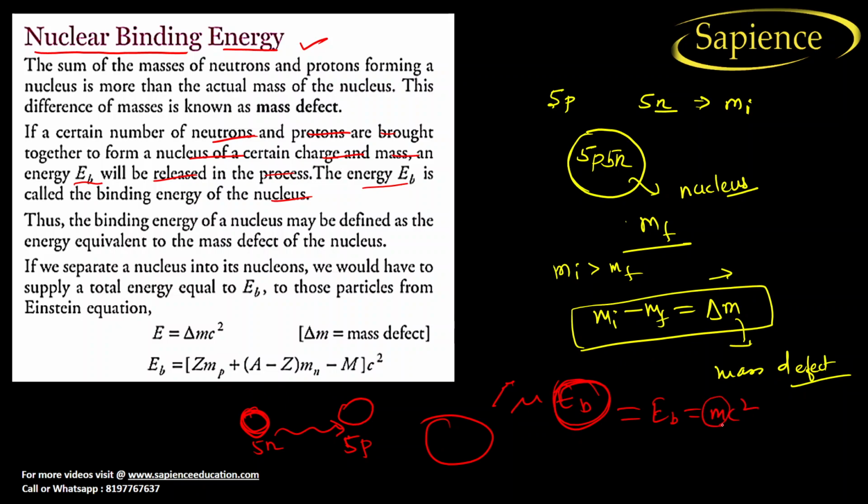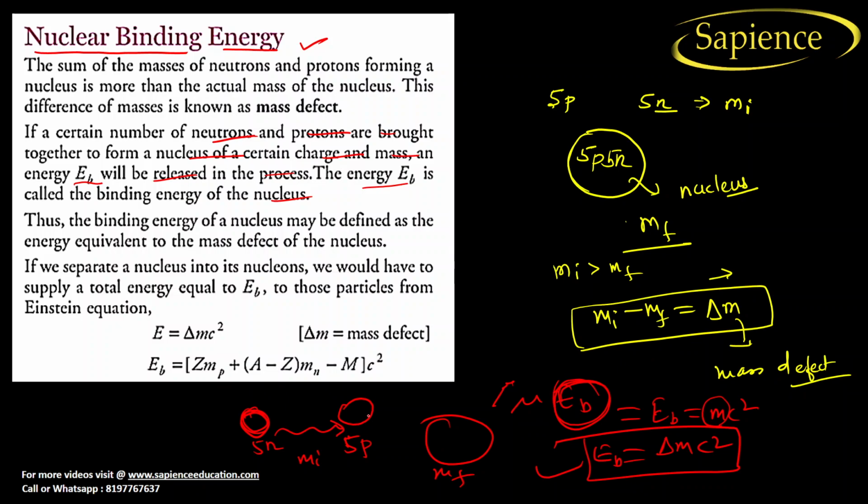But from where did this mass come out? Earlier the initial mass was mi and the final mass was mf. So the change in mass is Δm, and the energy is Δm times c squared. This is called the binding energy. I hope you have understood this. So finally we have got the binding energy from this, where Δm is the mass defect.